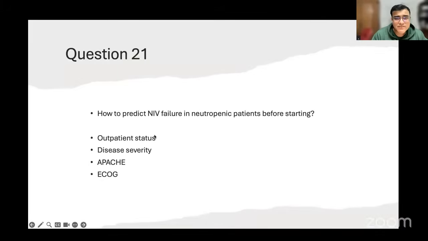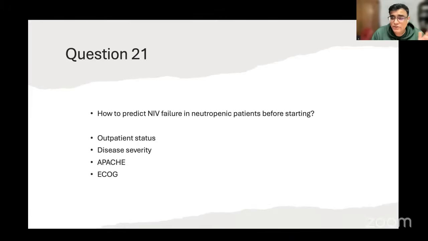So how do you predict NIV failure in a neutropenic patient? This was one of the questions, and the options given were outpatient status, disease severity, Apache score, or ECOG score. Here we don't usually prefer non-invasive ventilation for immunocompromised or neutropenic patients. Why? Because the cause of respiratory failure in most of these patients is some sort of pneumonia or respiratory pathology, some infiltrates, right?